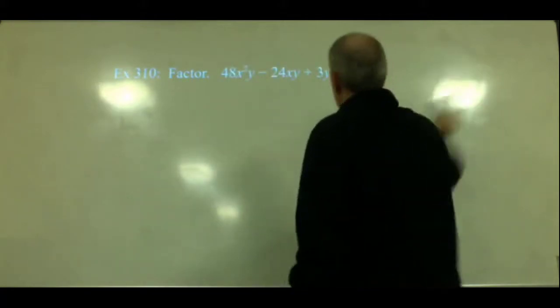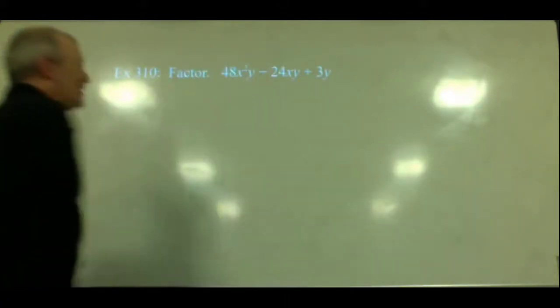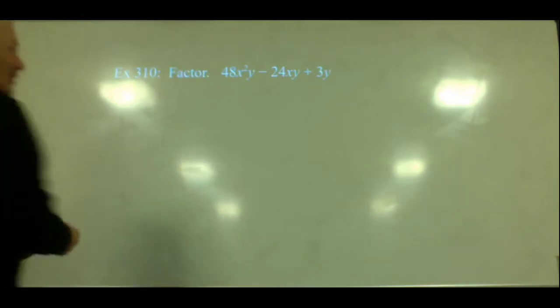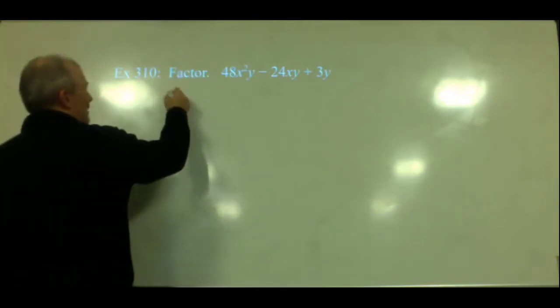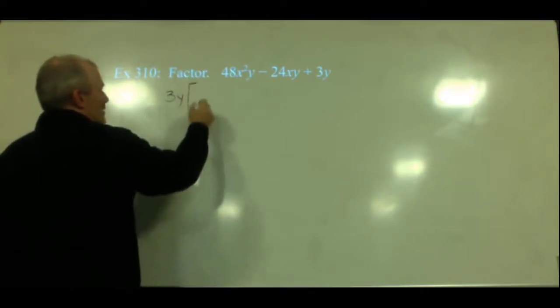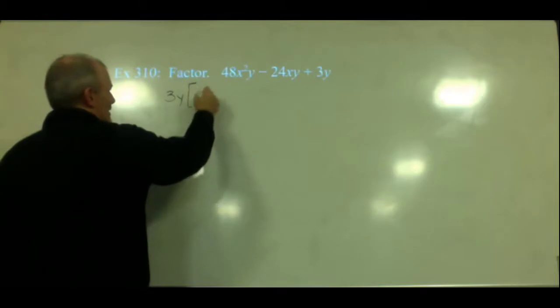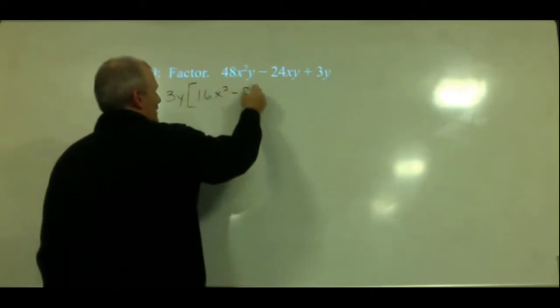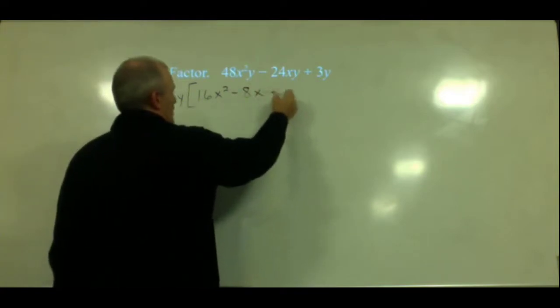And again, notice this one looks kind of messy, but let's look for a greatest common factor. Do you see a greatest common factor here? 3. 3, and what else? 1. They all have a y. So let's see what's left. This will be 16x squared minus 8x plus 1.